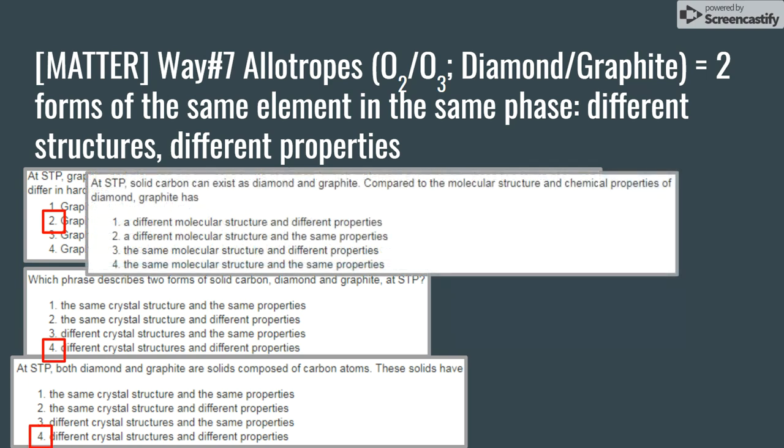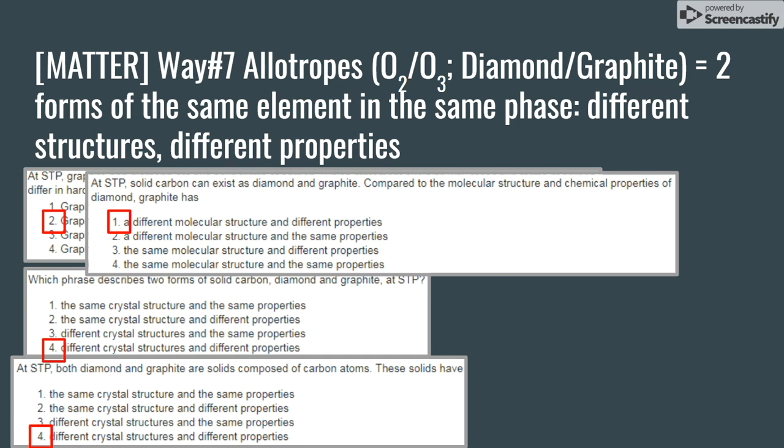At STP, solid carbon can exist as diamond and graphite. Compared to the molecular structures and chemical properties of diamond, graphite has... again, the answer is 1. Why? Anytime you have differing molecular structure, you're going to behave differently than other things. Even though they're the same element in the same phase, they're both solids, they have different structures and differ in their chemical properties.